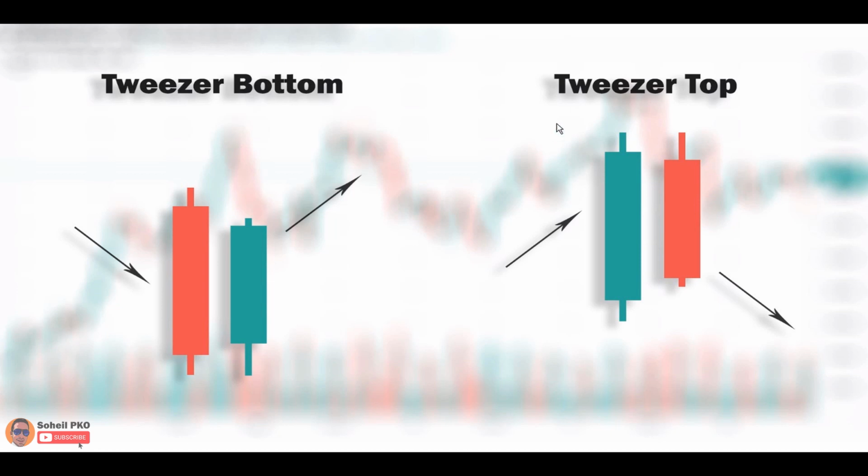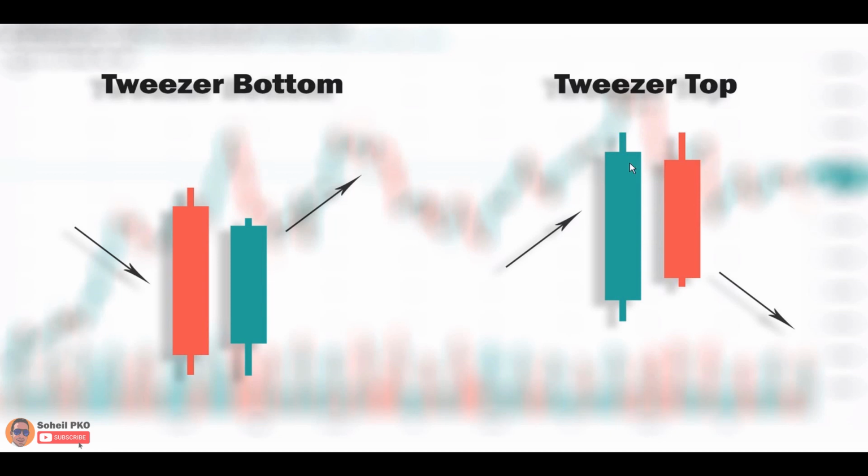Tweezer. Tweezer top is a bearish reversal pattern that forms in an uptrend or near resistance levels and shows the possibility of reversal. The first candlestick is a medium to long green candle, as we expect in this uptrend, and the second candle is a shorter red candle that opens and closes in the body of the first candle, and the high of this candle is equal to the high of the first candle, which shows that a resistance level is being established and there is a possibility of reversal here in this uptrend.